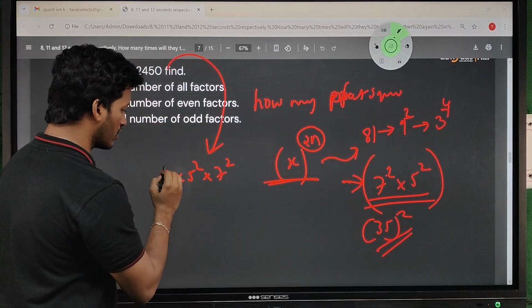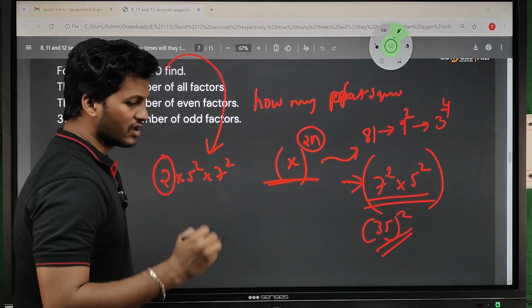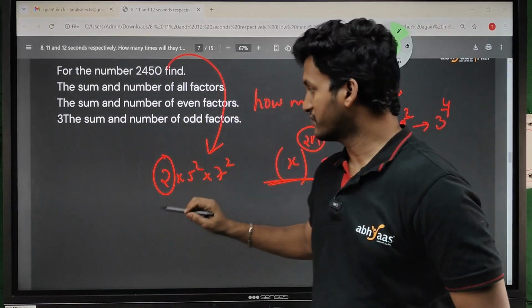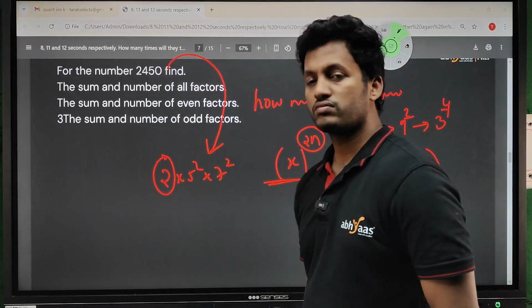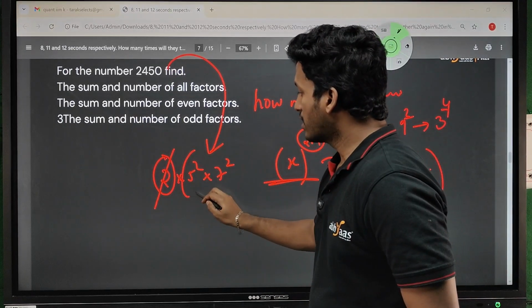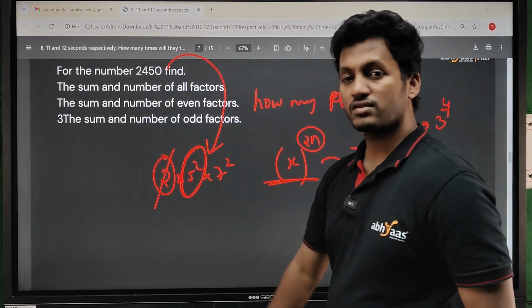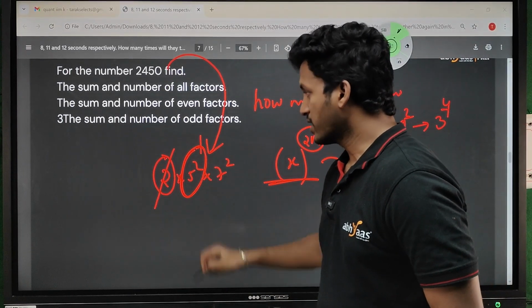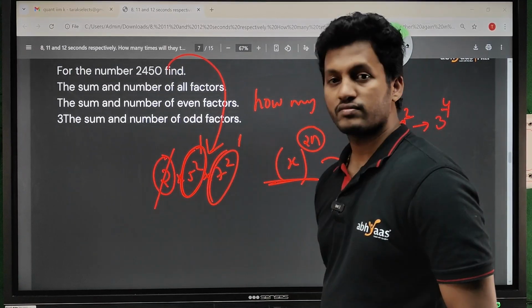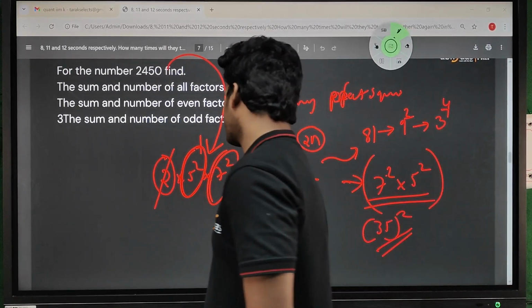Right? Now, can I get any perfect square with only one 2? No. So I am removing this. Now, how many perfect squares are possible with this? Only 1. And how many perfect squares are possible with this? Another 1. Okay, like that.